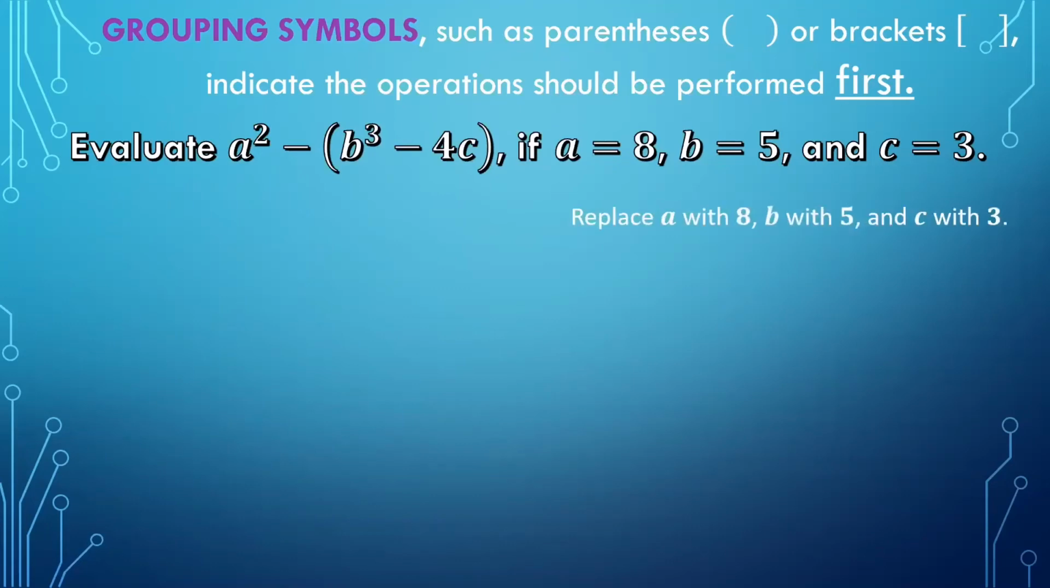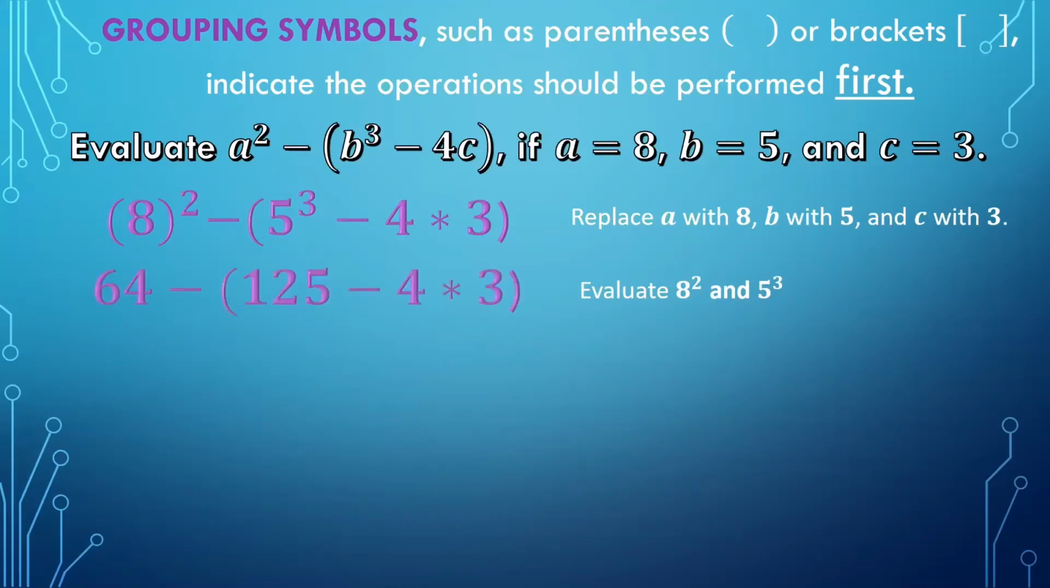So our first step is going to replace a with 8, b with 5, and c with 3. We're replacing them with their values. Now, order of operations tells me to go inside my parentheses first. But I'm going to give you a little tip and trick. You can actually do the exponents first and make your life a little easier, because it's not going to affect anything. So I would do 8 squared and 5 cubed and get 64 and 125.